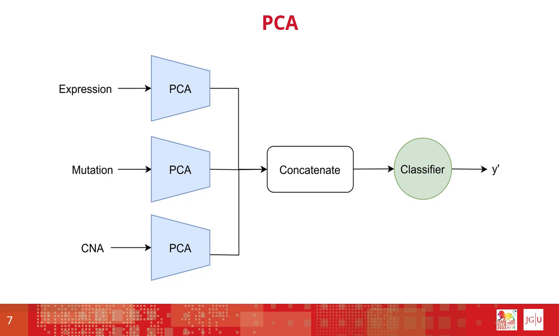The first method I want to present uses principal component analysis for encoding and a neural network as classifier. The omics are first encoded individually with PCA to reduce their dimensionality before they are concatenated. Dimensionality reduction with PCA is unsupervised and linear and might not be able to capture nonlinear dependencies between input features. Therefore, the following methods use neural networks for encoding and classifying.